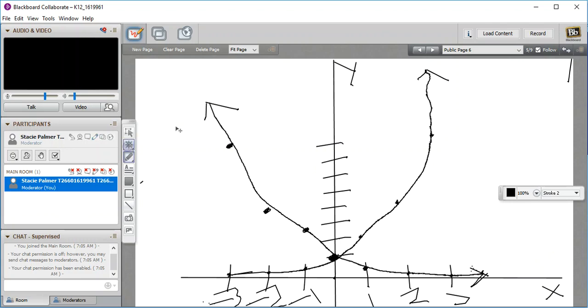Okay, so for this one, you can see that it's going to decrease really, really quickly, and then it's going to slow down. That decrease is going to slow as it approaches the asymptote. Okay, you guys, so that is what it looks like to graph an exponential function.